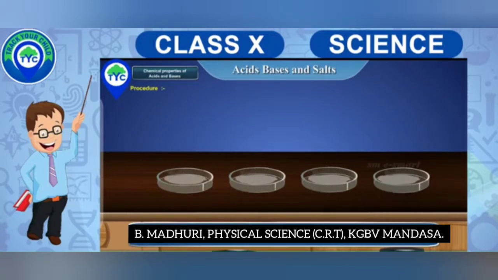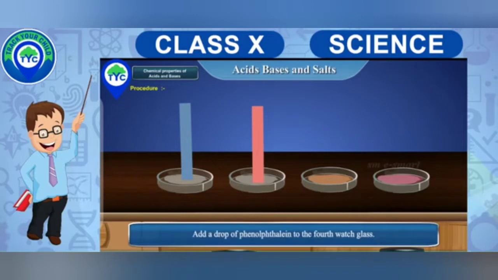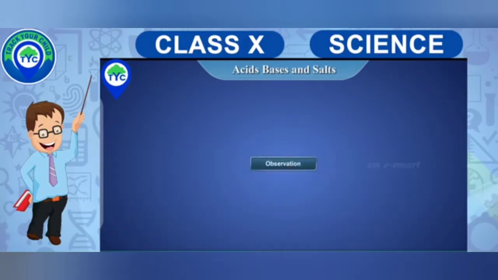Dip the blue litmus paper in the first watch glass. Dip the red litmus paper in the second watch glass. Add a drop of methyl orange to the third watch glass. Add a few drops of phenolphthalein to the fourth watch glass. Observation: observe the respective color changes.